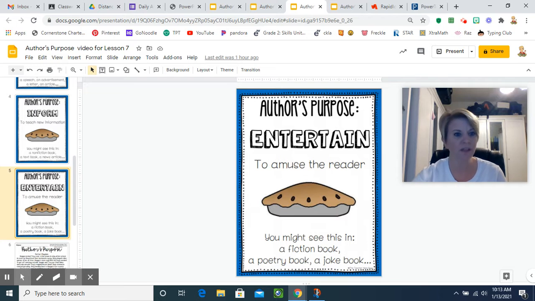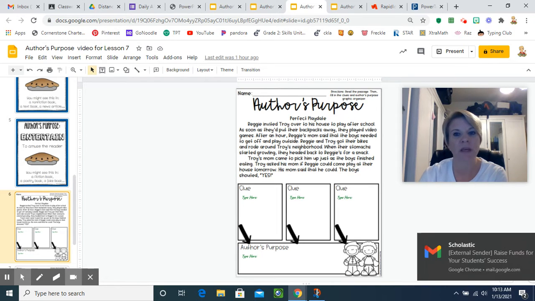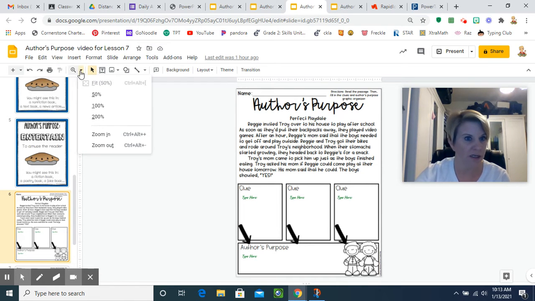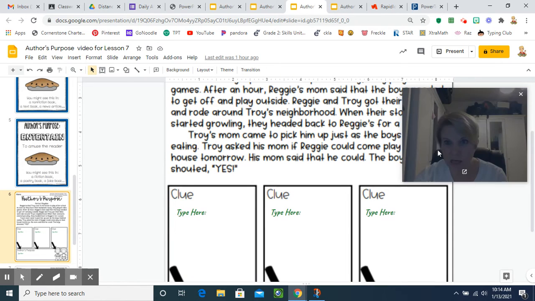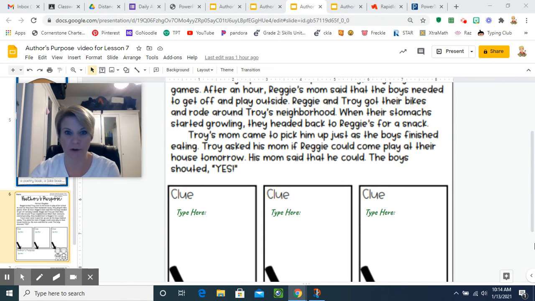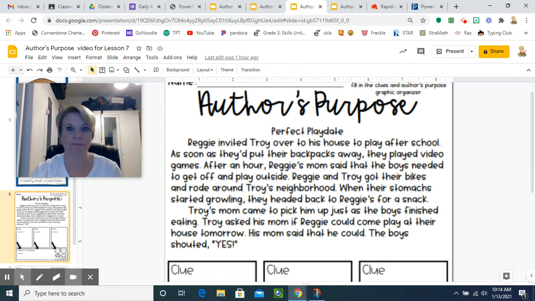Okay, so what we're going to do is we're actually going to look at two passages today. Sorry, email's popping up. I'm going to read them to you, and we're going to look for some clues in those passages that would help us to know what the author's purpose is. So I'm actually going to zoom in, and that means I'm going to need to move myself to another corner. There we go. All right, so let's listen to our passage first.